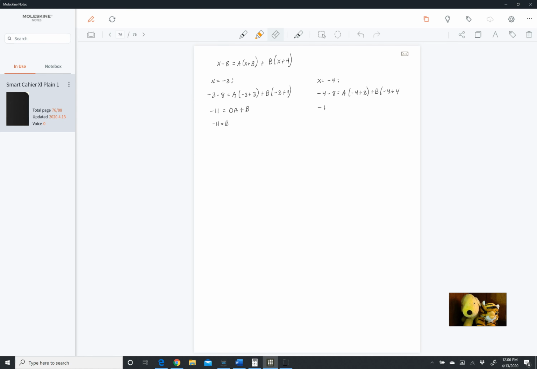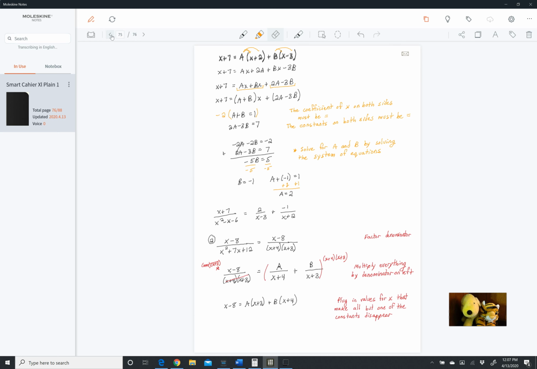-4 minus 8 is -12. -4 plus 3 is -1, so we get -12 equals -a plus 0b. So this gives us -12 equals -a, or a equals 12. So this worked out really nice and neat. Okay. And then we could go back and we could plug this into the original fractions.